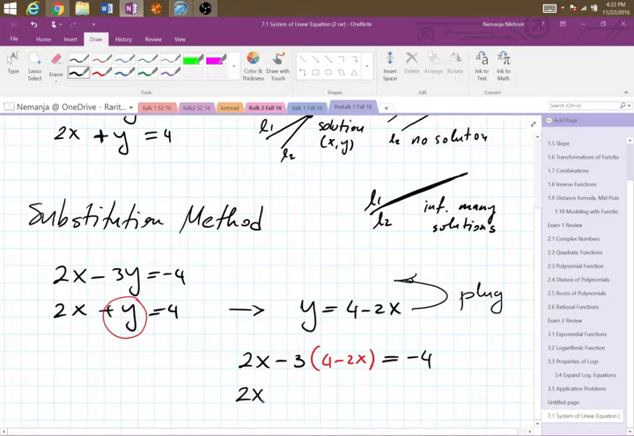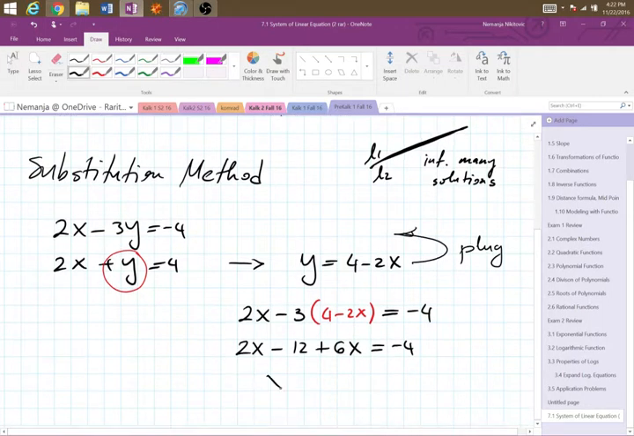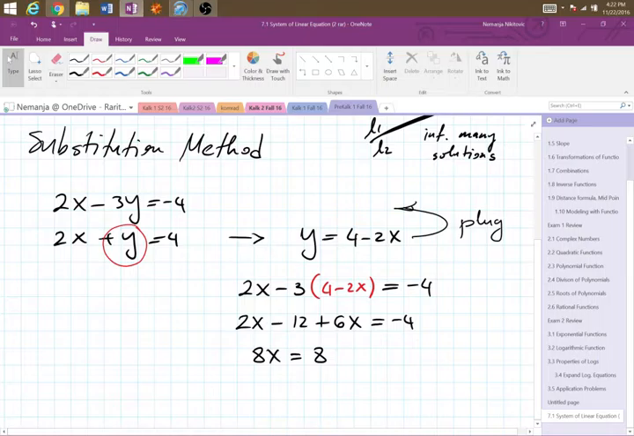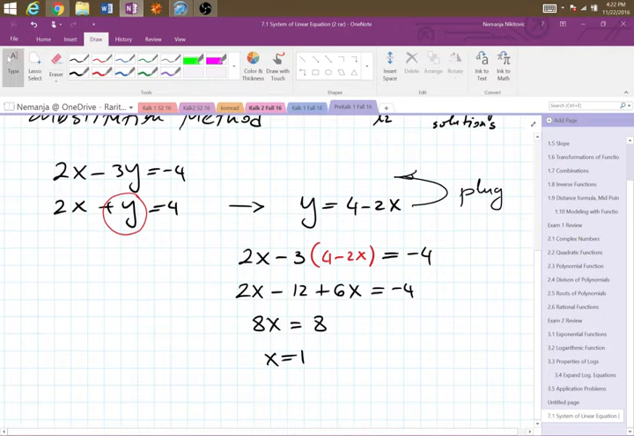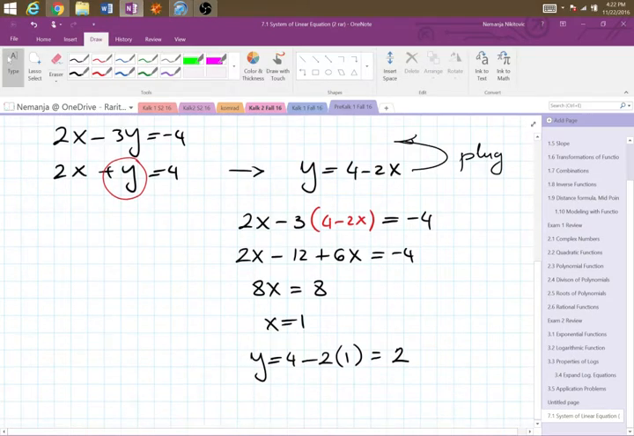So 2x minus 12 plus 6x is negative 4. 8x is equal to 8. And finally, x is equal to 1. And then I'm going to use the equation y equals 4 minus 2 times x, which is 1, to give me that y is 2. I write 1 comma 2, which is the solution.